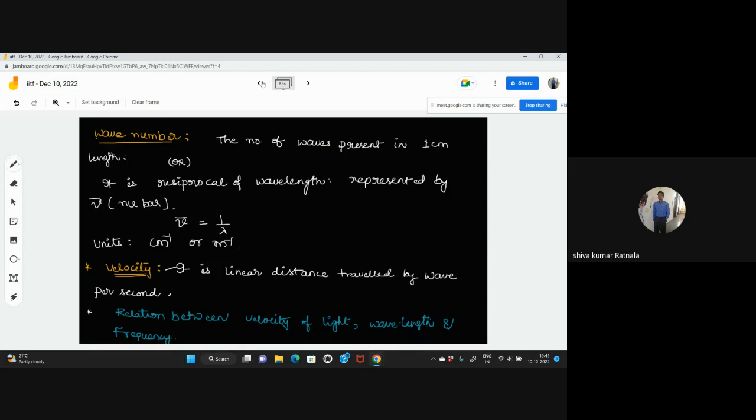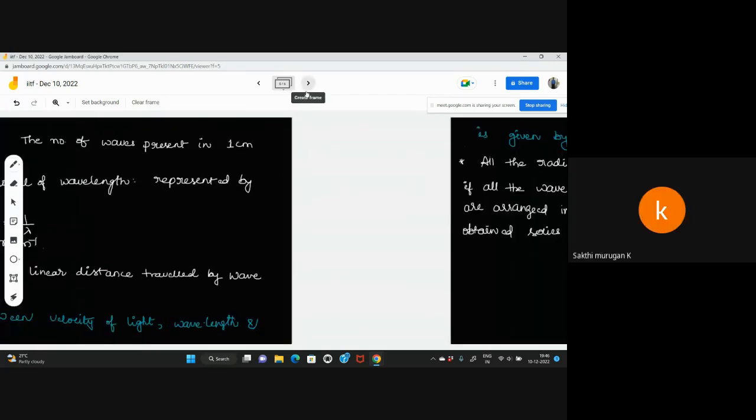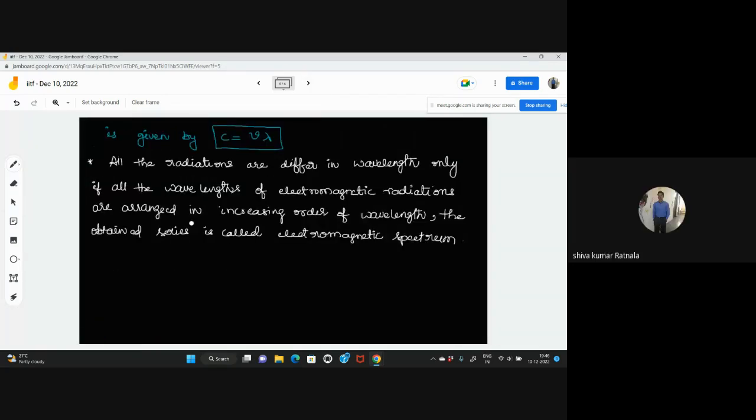Sir, can you explain velocity once again? Velocity means what? It is linear distance traveled by wave per second. Simply, velocity means speed with direction. Speed means distance by time. In one second, how much distance it will go? So these radiations which we arrange in a series, that series we call the electromagnetic spectrum, or simply the spectrum.